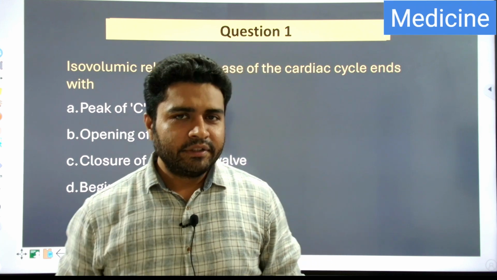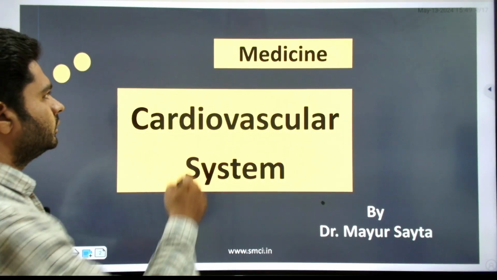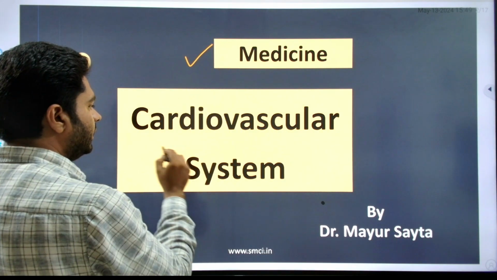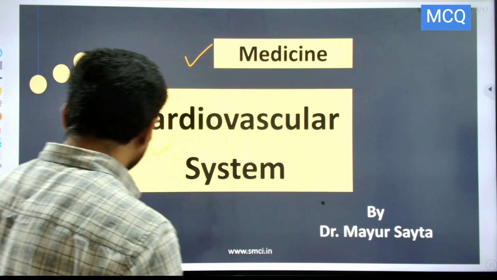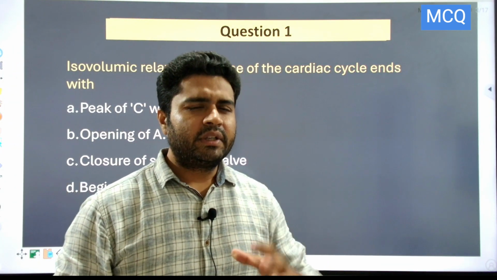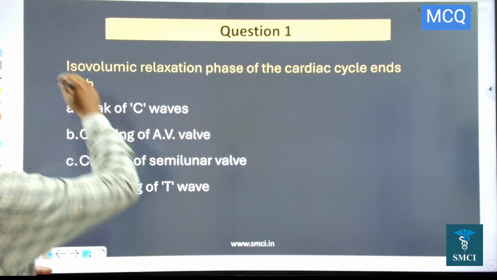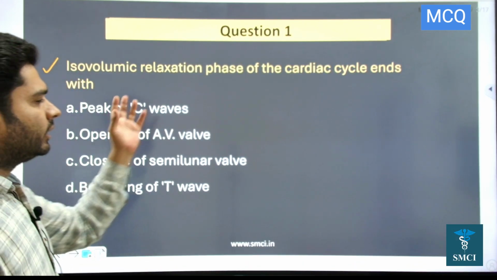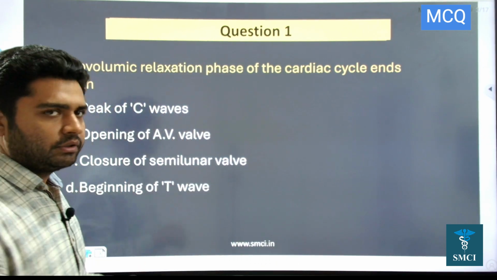Hello friends, in this video we are going to discuss an MCQ related to the medicine subject, and the system is the cardiovascular system. In this system we are going to study a basic MCQ, and then we will go forward with an advanced MCQ. So the first question is: the isovolumetric relaxation phase of the cardiac cycle ends with what?